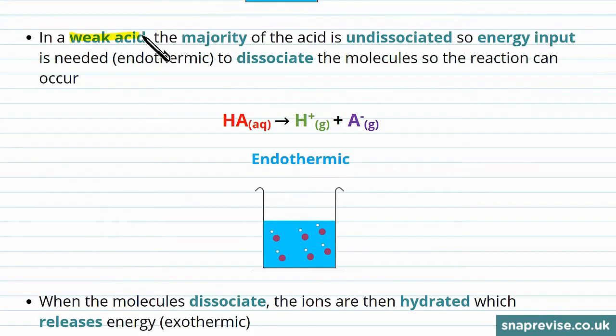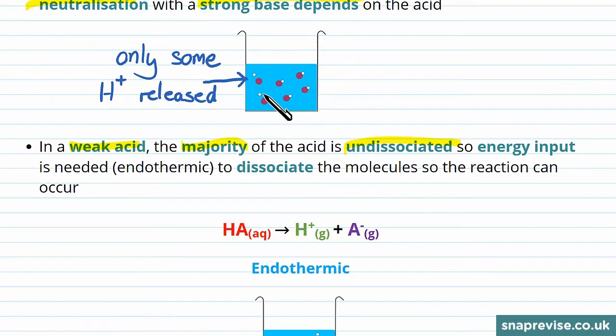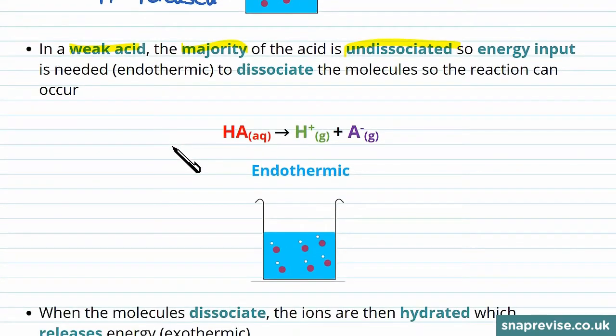Now, when we use a weak acid, usually the majority of the acid is undissociated. We actually have very few of these acid molecules releasing their hydrogens. So we need them to have released their H+ ions, so we put energy in to cause this to happen. This makes it an endothermic reaction.